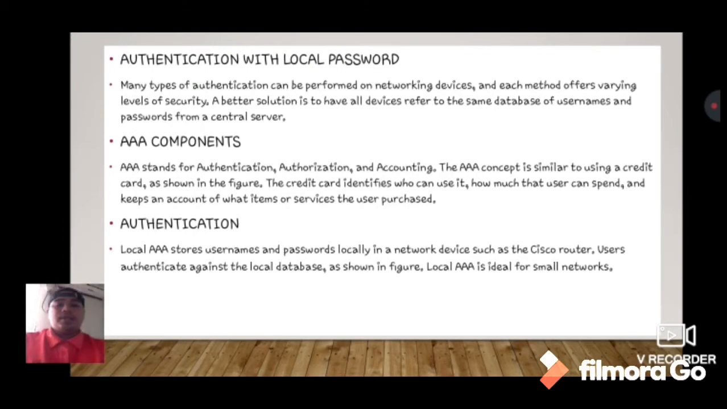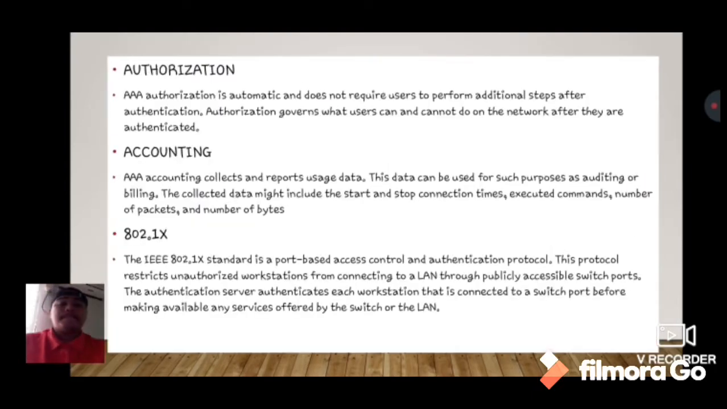Authentication. Local AAA stores usernames and passwords locally in a network device such as the Cisco router. Users authenticate against the local database as shown in the figure. Local AAA is ideal for small networks. Authorization. AAA authorization is automatic and does not require users to perform additional steps after authentication. Authorization governs what users can and cannot do on the network after they are authenticated.